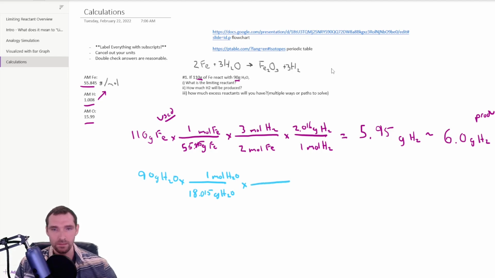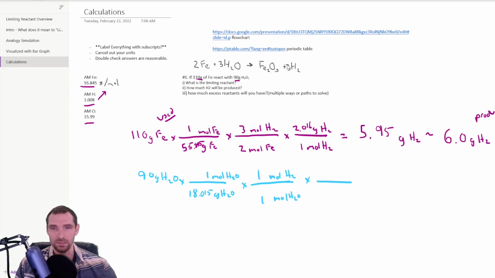And then we've got, what is this? This is the moles of H2O that we're working with. And then we want to figure out how much H2 we can produce from that. So it should be a 1-to-1 ratio. We could write this as 3/3, but 3/3 is the same thing as 1/1, so I'm just going to simplify that.